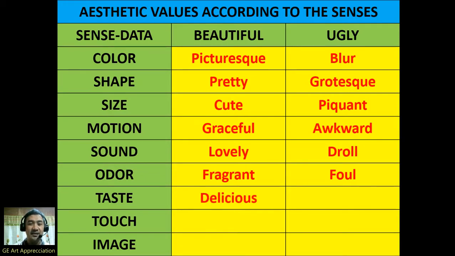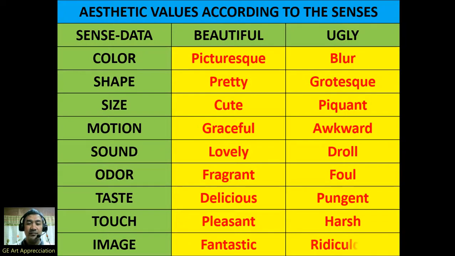If the taste is beautiful, then we say it is delicious. But if it is ugly, then it is pungent. When we say pungent, it is mapait. No? Mapait sa panlasa. If the touch is beautiful, then we say it is pleasant. But if it is ugly, then it is harsh. Napaka-harsh ng touch mo. No? If the image is beautiful, then we say it is fantastic. But if it is ugly, then we say it is ridiculous. So those are the aesthetic values according to the senses.